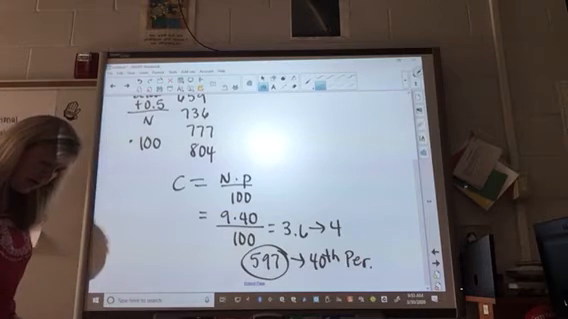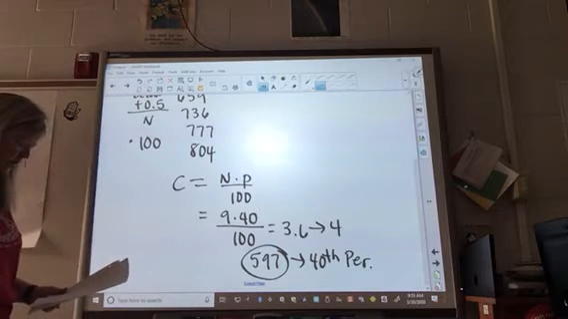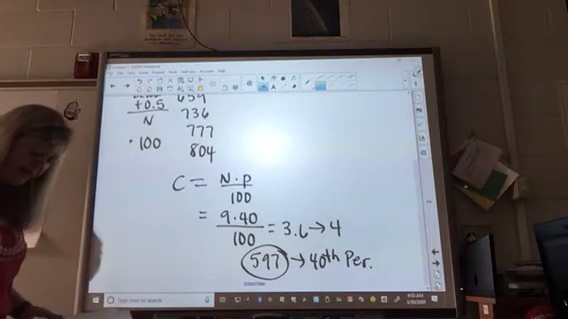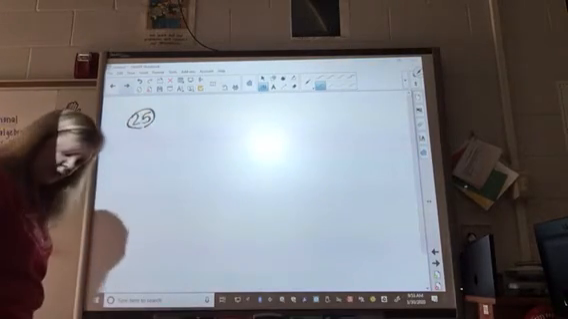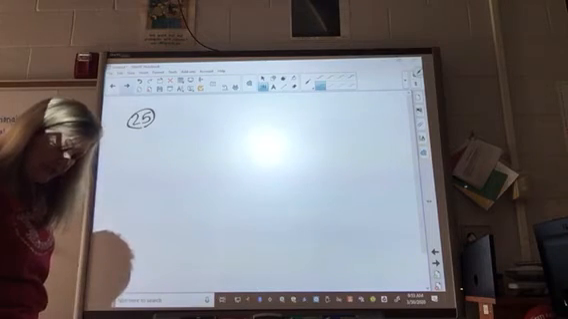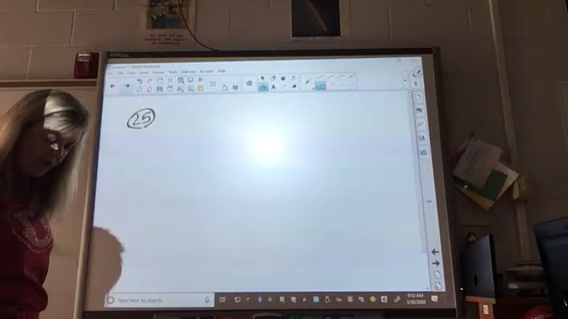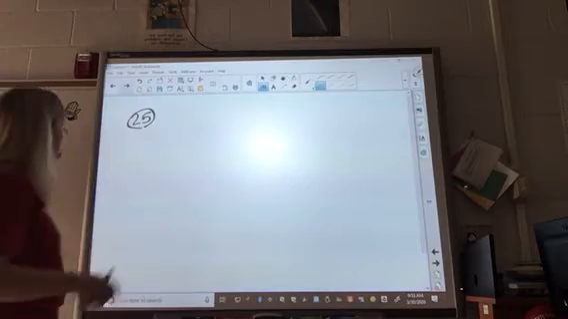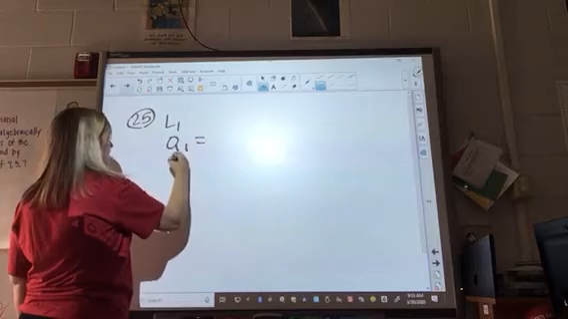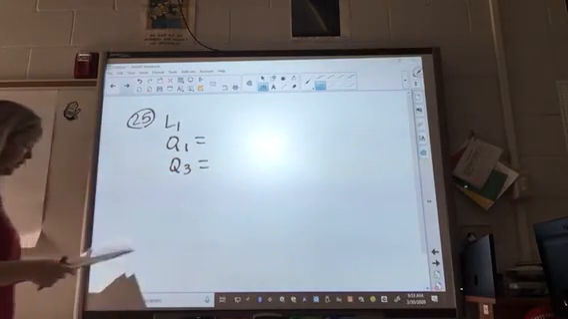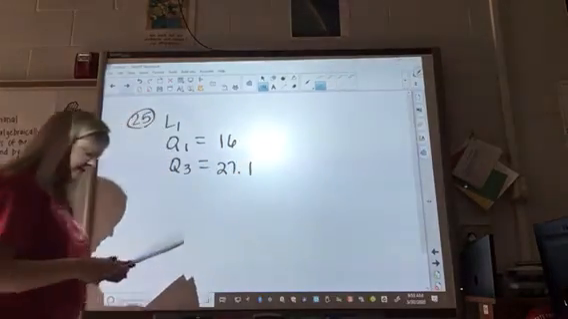All right, let's see. Number 25 says a random selection of state gasoline taxes per gallon is given below. Find the first and third quartile. Go back to your calculator and punch it in L1. You can go and see what quartile 1 and quartile 3 are. Quartile 1 is going to be 16, and quartile 3 should be 27.1.